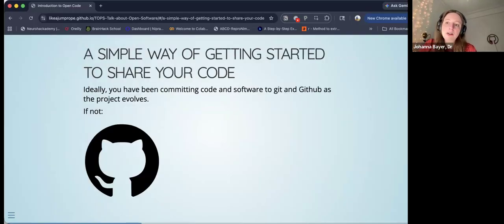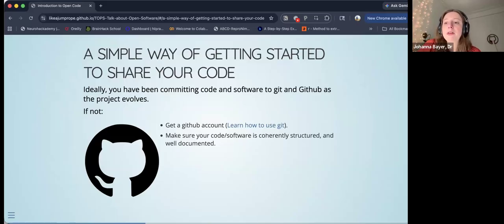If you haven't shared code, there's a very simple way to get started. The main code sharing platform these days is GitHub. You can start by creating a GitHub account. You just click this link and sign up.